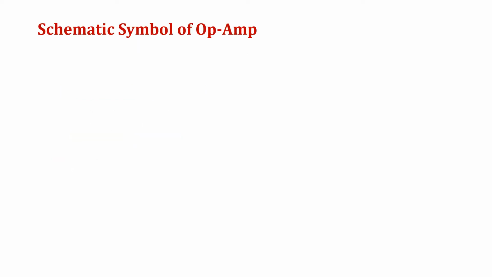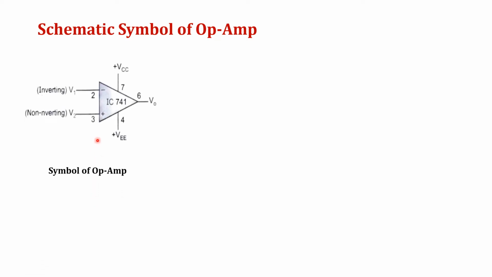The schematic symbol of operational amplifier is shown here. Here, the triangular form of IC signifies operational amplifier integrated circuit for IC 741. We know operational amplifier is a direct coupled amplifier with high gain, and it has two inputs V1 and V2 and one output V0.